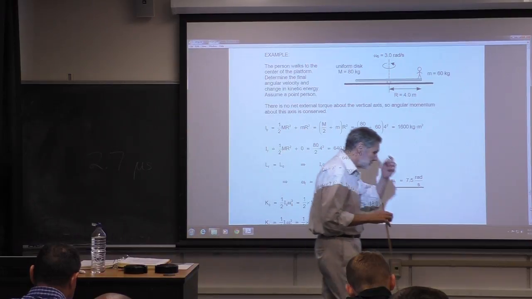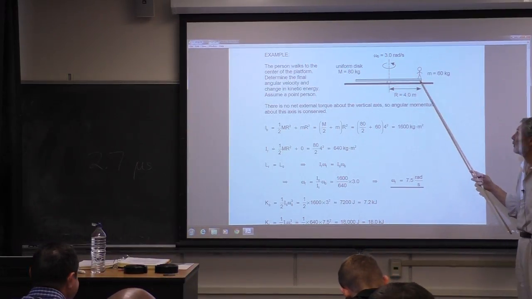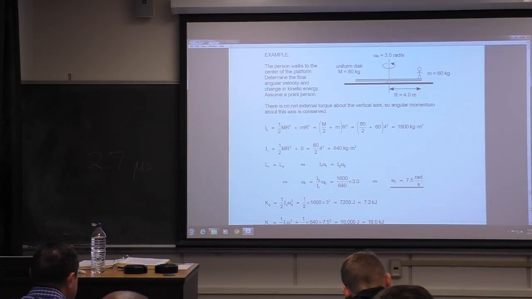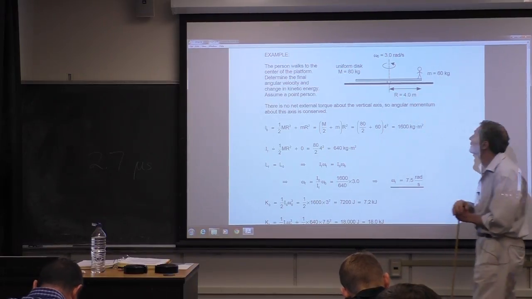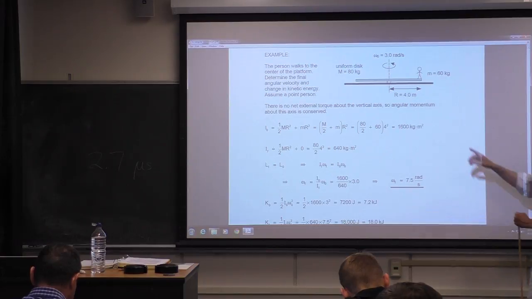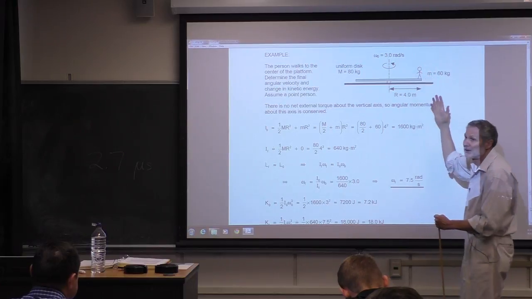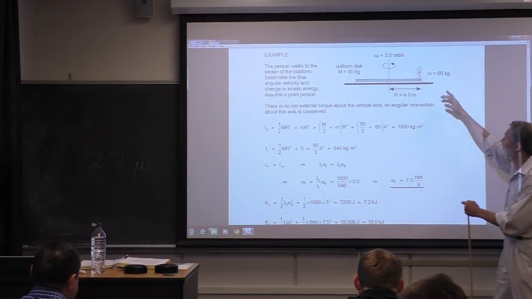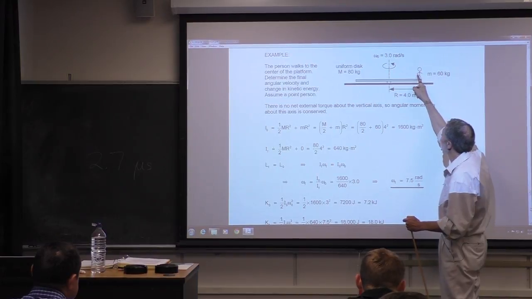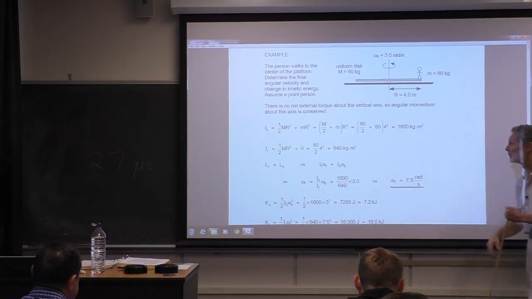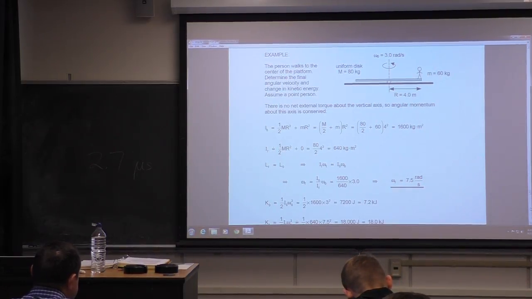And this is a big disk, so we're going to make the assumption that we have what we call a point person. The person has no spatial extent, is like a particle. We're going to neglect the spatial extent of the person, which is small compared to this distance here. We're going to neglect the laterals. The vertical here doesn't matter. The fact that the person has some height here is not going to matter. We're going to assume this distance right here, the lateral extent of the person, is small compared to that, which is not a bad approximation here. So how do we do this? Well, angular momentum is going to be conserved.